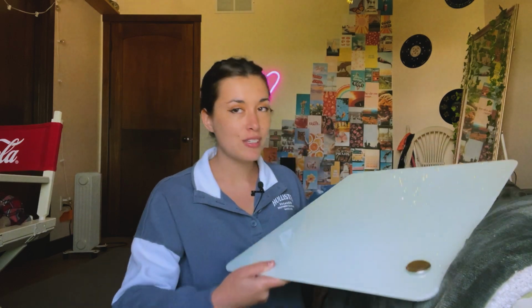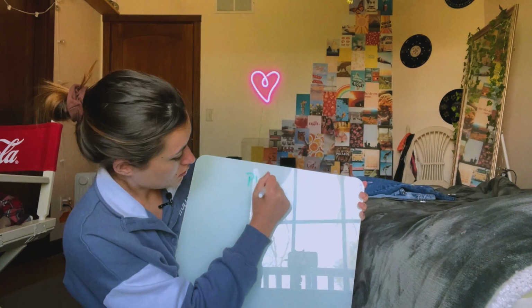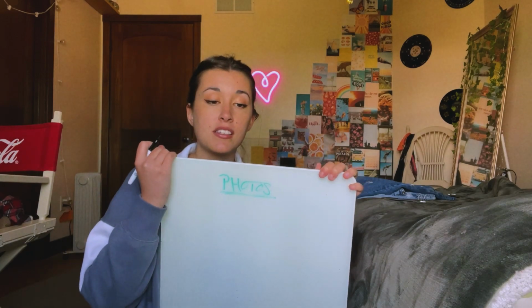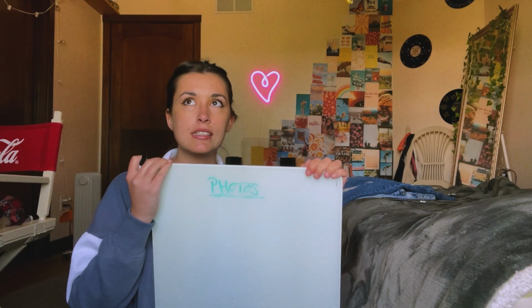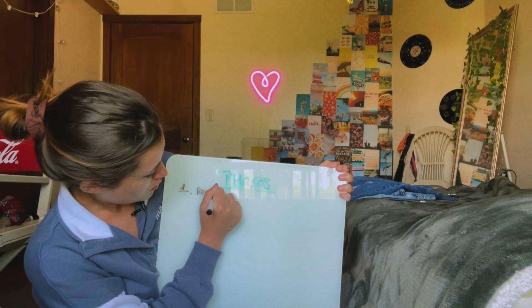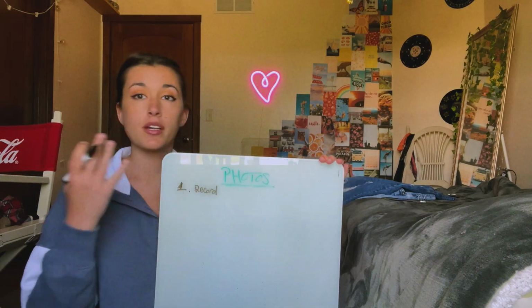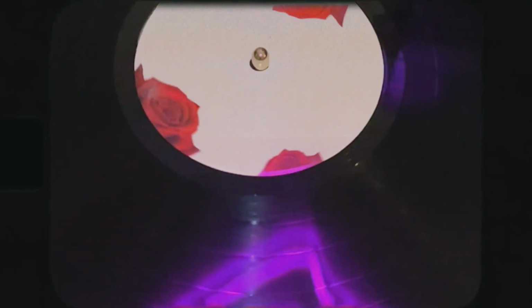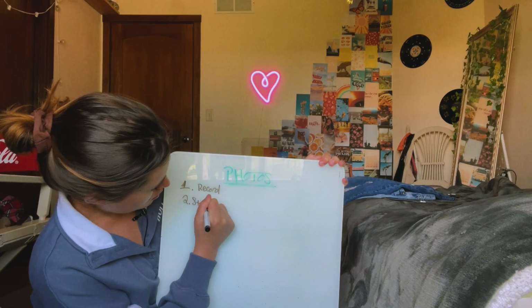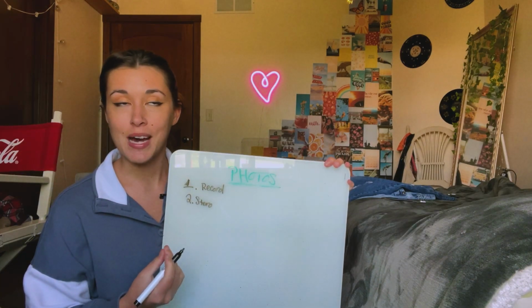So on to step 2, which is going to be planning out the posts I want. And we're breaking out the whiteboard for this. So my goal is to take 20 photos, or at least enough for 20 posts. Number 1 is something to do with a record. Number 2 is something to do with a stereo that my parents have.